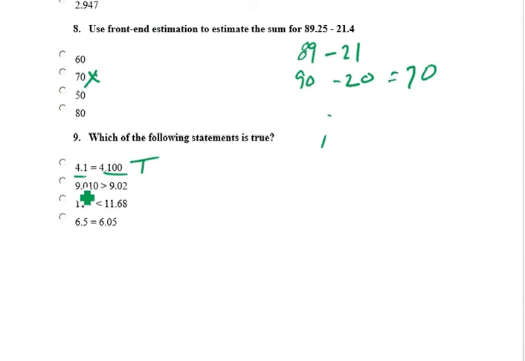9.01 is less than 9.02. No, $9.01 is less than $9.02. This says greater than. I think I said that wrong, but this says greater than. 9.01 is not greater than 9.02. 11.7, this is $11.70. This is $11.68. You could put a 0 on here.